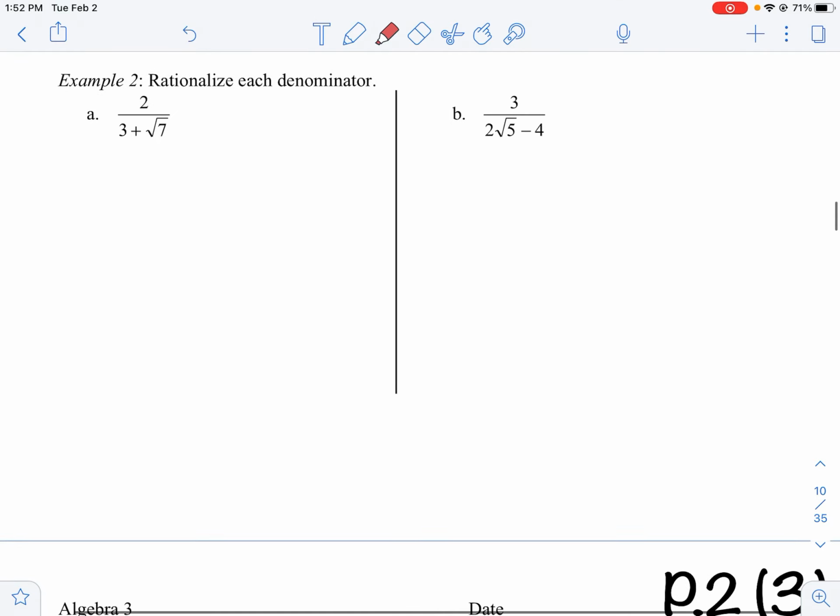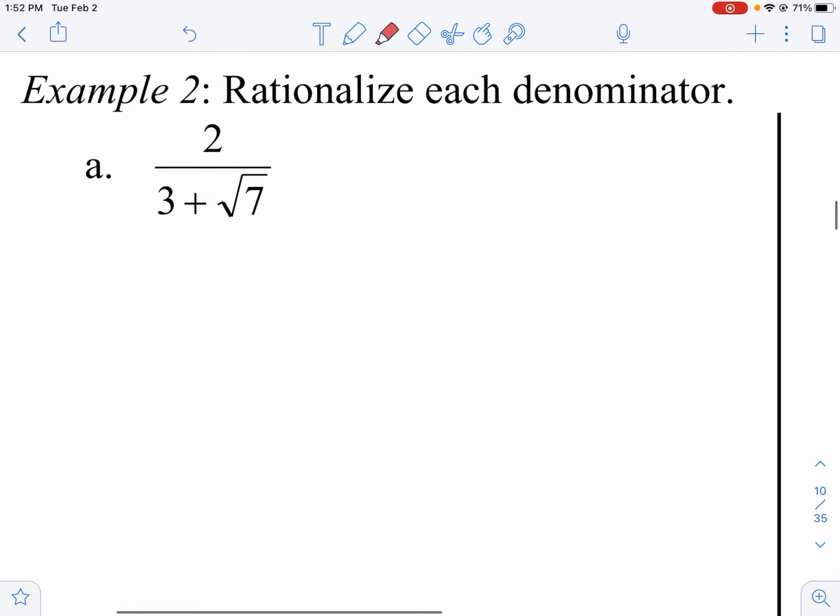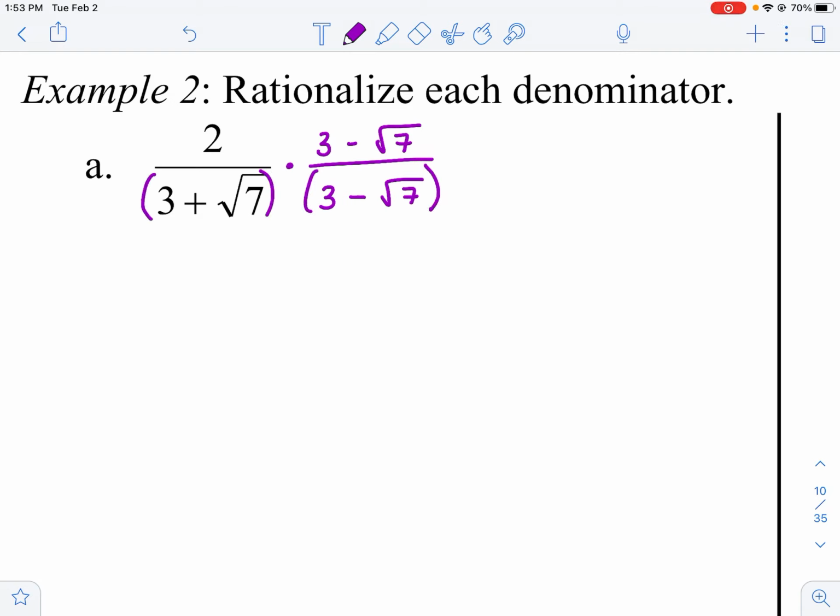Moving on to example 2, rationalizing the denominator. Again, we have to multiply both numerator and denominator by the conjugate. In this case, since we have an expression that's 3 plus the square root of 7, we want to multiply by 3 minus the square root of 7. The reason we do this is because I now have a binomial times a binomial. If you think back to the last lesson we did, we had to FOIL this.